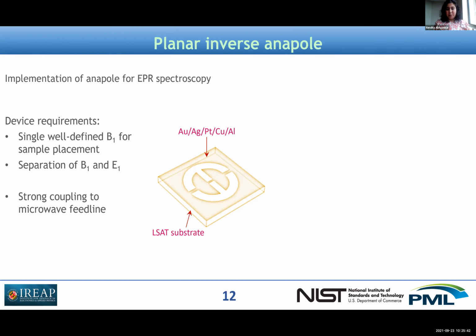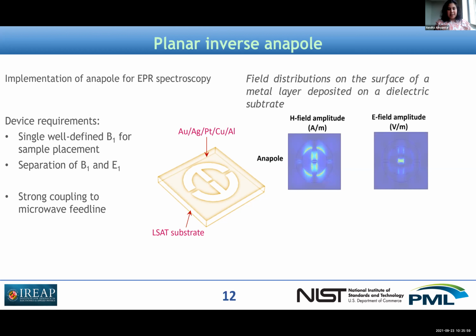So the device requirements, as I said earlier, are that we should have a single spot where we can place the sample. We should have good separation between the magnetic and electric oscillating fields, and we should have strong coupling to the microwave feed line. So we need a pretty decent Q factor for this purpose. Okay, so that anapole is a design that concentrates the electric field in a very small region at the center of the resonator. What we want is to concentrate the excitation magnetic field at the center of the resonator so that we can place our sample over there. That's going to be our active volume.